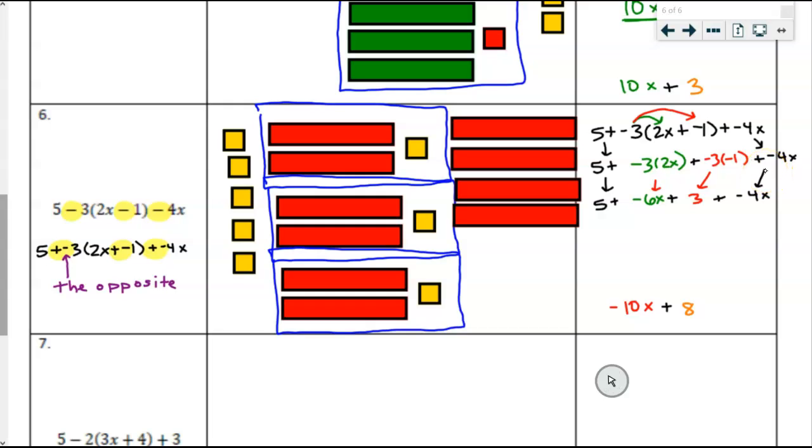And then we're like, hey, it's out of the group now. Now I can just combine like terms. Now I can rearrange these things, move them around. I have 5 positive unit tiles and 3 positive unit tiles. That's how I get 8 positive unit tiles. I have these 6 negative x tiles and these 4 negative x tiles. So altogether I have 10 negative x tiles, or negative 10x.